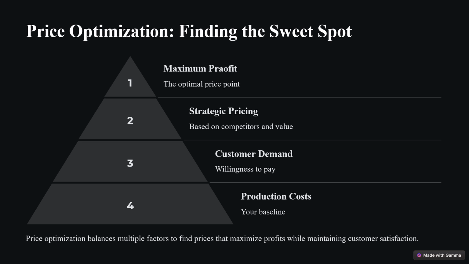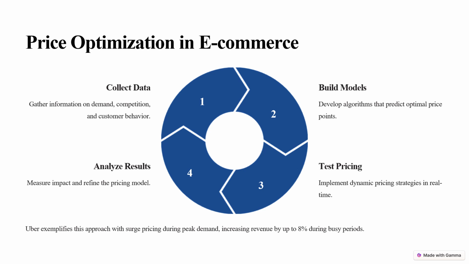And there are several factors that influence price optimization. There are customer demand, competition, production costs, market conditions, and the customer perceived value. Price optimization balances multiple factors to find prices that maximize profits while maintaining customer satisfaction. Here is a real-time example about Uber, how it increased its revenue 8% during the busy periods while putting the Uber prices in an optimal range.